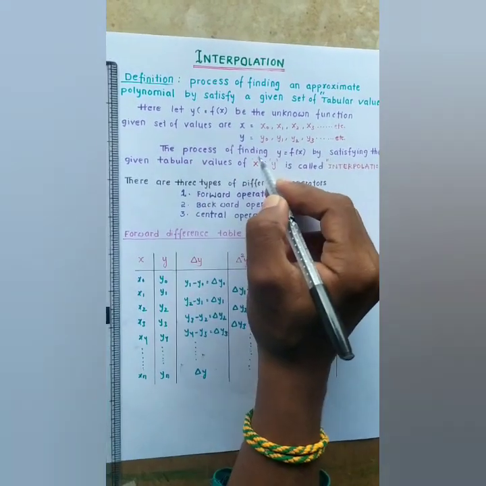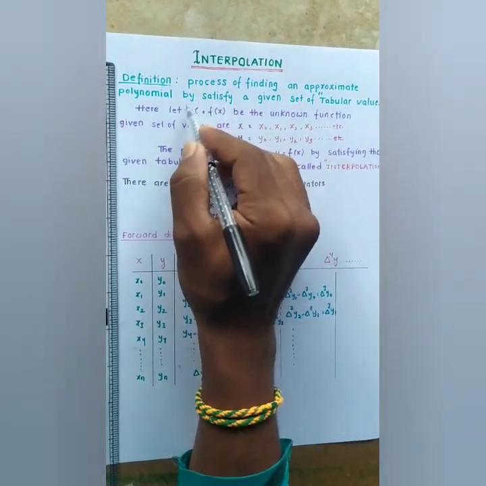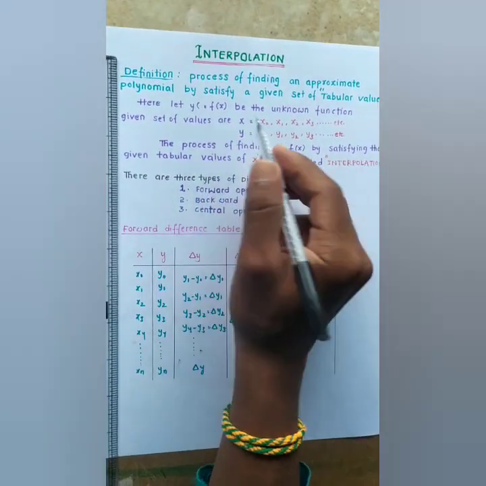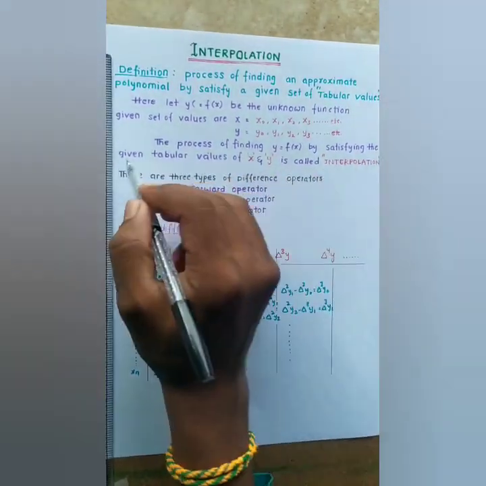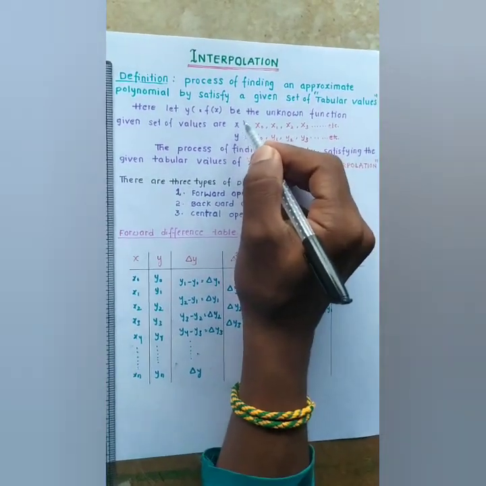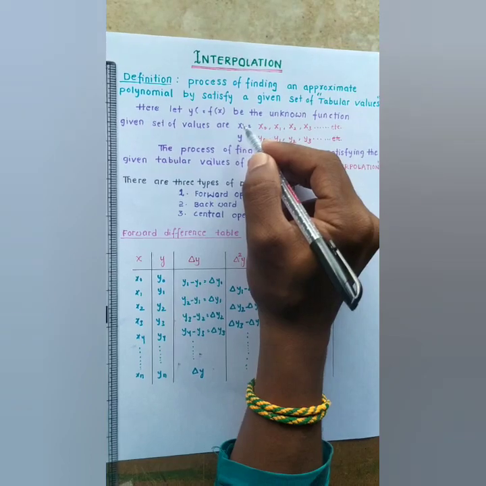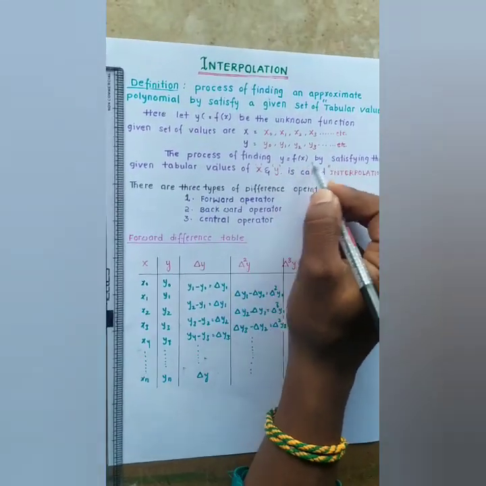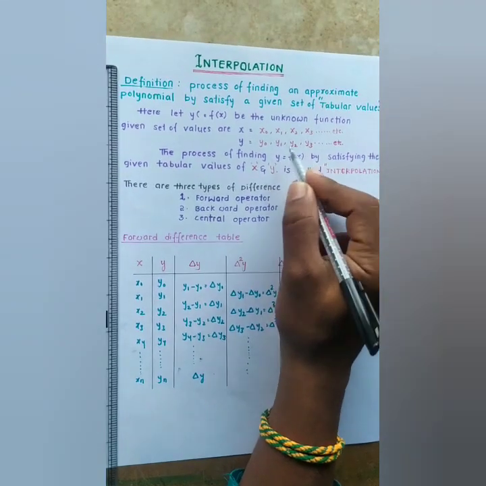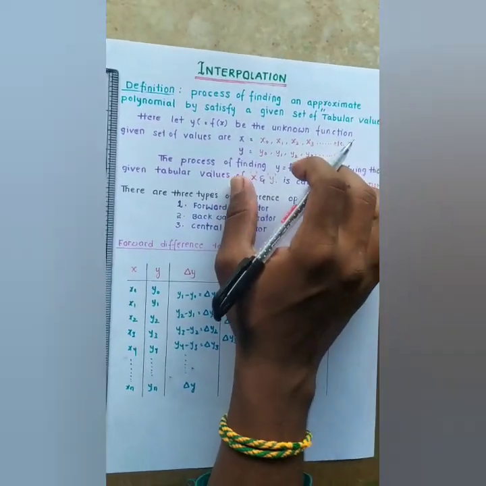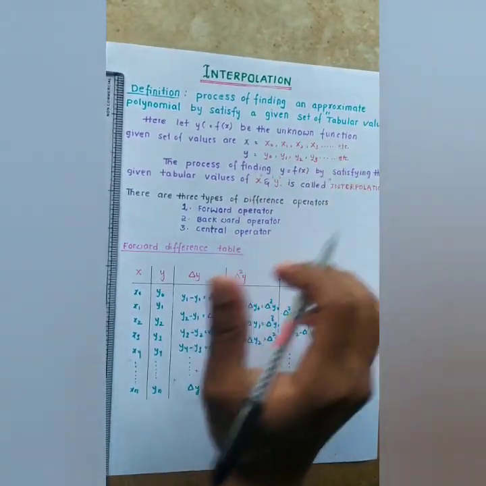The process of finding the unknown approximate polynomial y is equal to f of x by satisfying the given tabular values of x and y, by solving the values of x and y to find the unknown function y is equal to f of x, is called interpolation. This is the definition of interpolation.